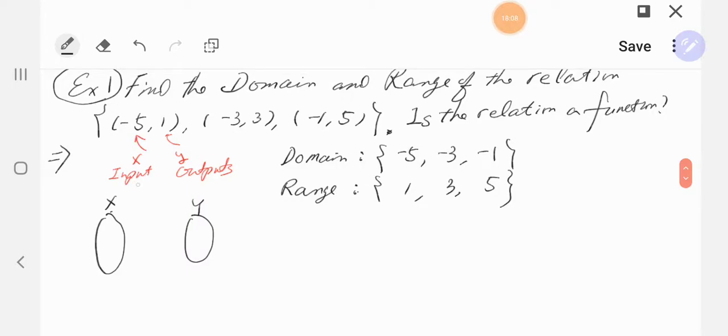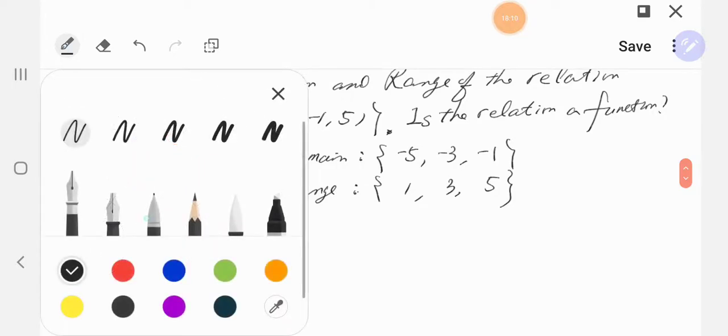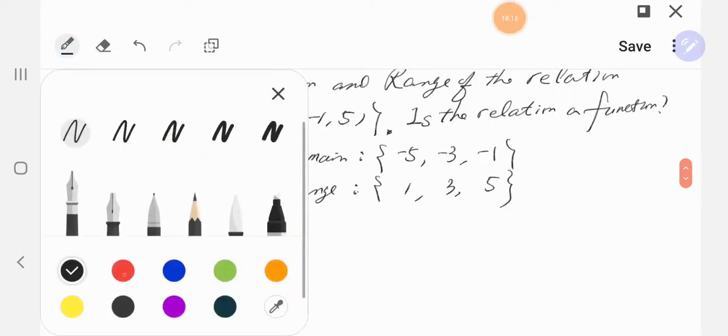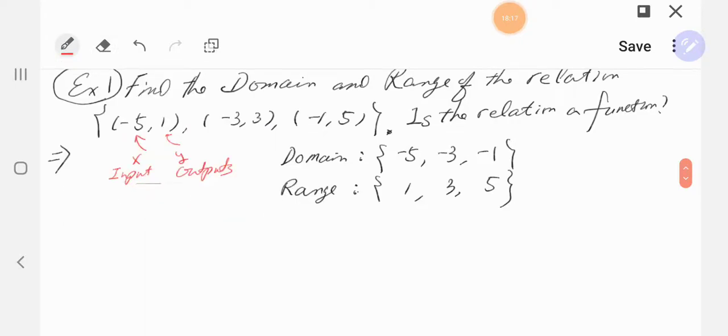So input is the domain. So the set of all the input values is the domain, right? So this is the domain. And range is the set of all the output values. Okay. And then from this, let's find whether this relation is a function.